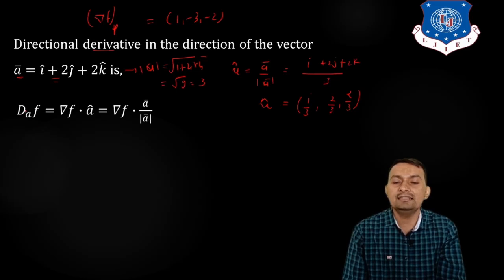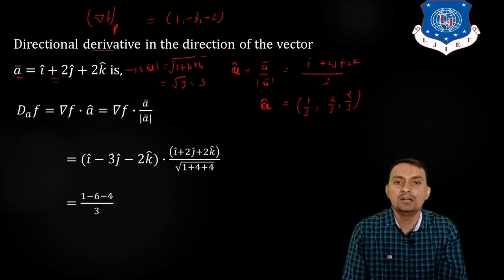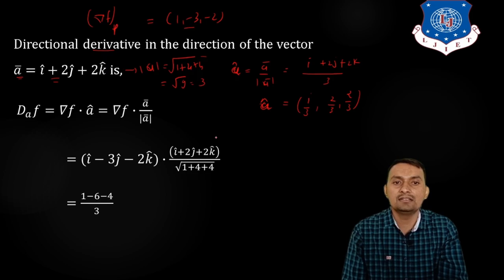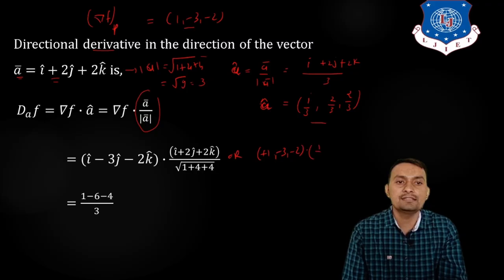So our directional derivative of function f in the direction a, sometimes denoted by a cap, so there is no need to consider a different vector u. So grad f dot a cap at this particular point, that is i minus 3j minus 2k. This can also be written as 1, minus 3, minus 2, dot, and this vector we have already derived: 1 by 3, 2 by 3, and again 2 by 3.